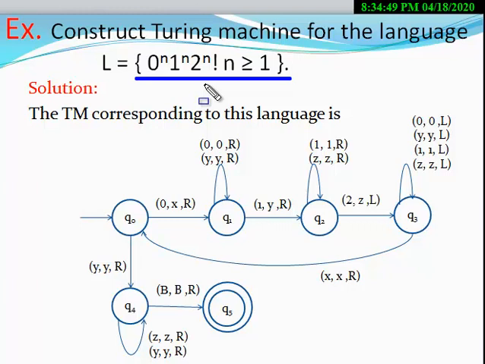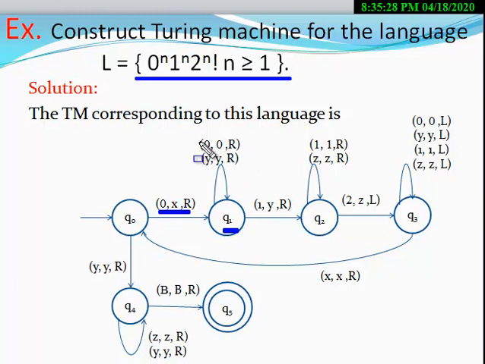Now we look at the transition diagram. The Turing machine corresponding to this is this. So this is the transition diagram corresponding to the Turing machine for this language. Now we discuss each transition rule one by one. In the first transition rule, at state Q0, when 0 appears, 0 is replaced by X and the head moves to the right direction and also changes its state to Q1.